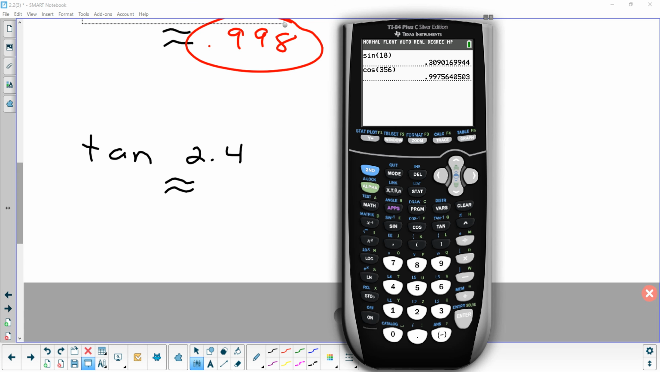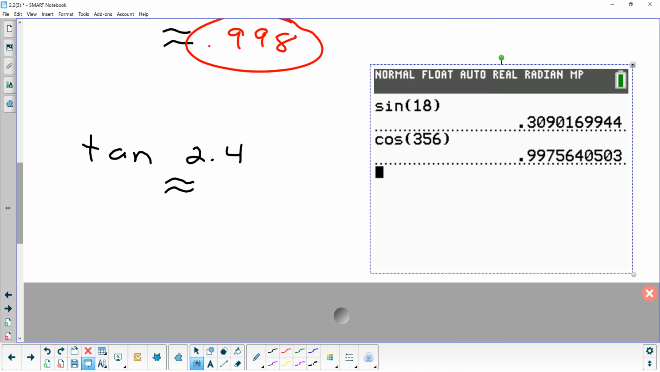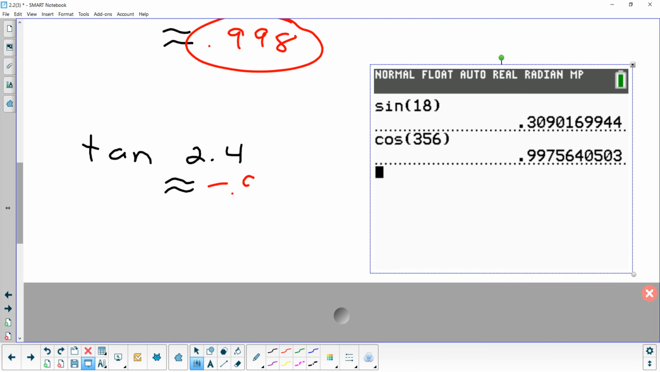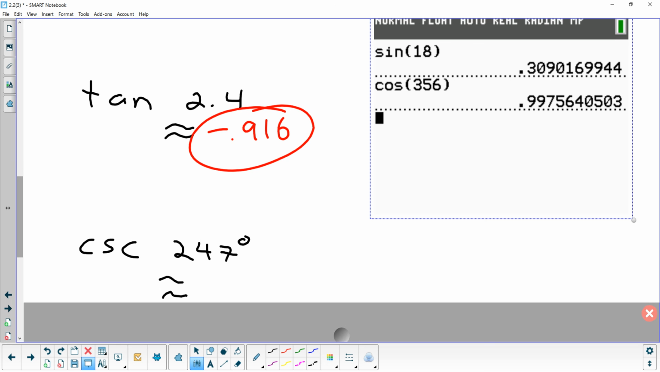So if you type tan 2.4 right now, hit enter, the calculator will give you a number, but it's going to be wrong because it's doing it in degrees. So I go to mode, put it in radians. I don't know if you can see it or not, but now I'm in radians. And we're going to do tan 2.4. Okay, and that's negative 0.916. So that's how you do sine, cosine, and tangent. Any question on those three?